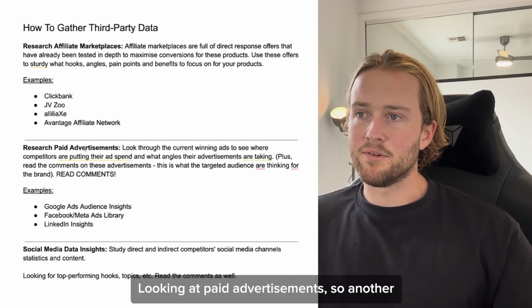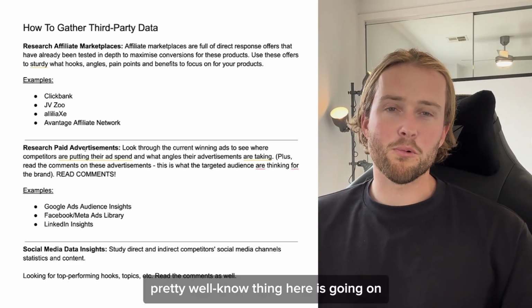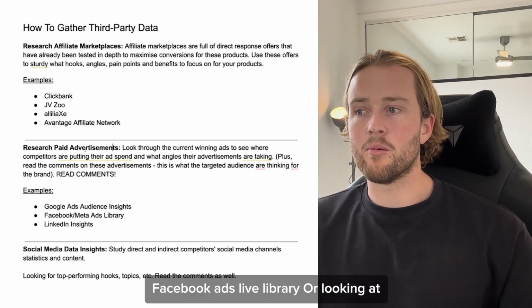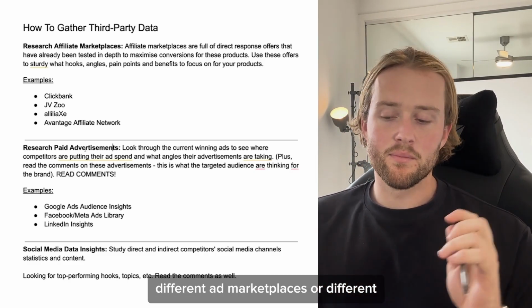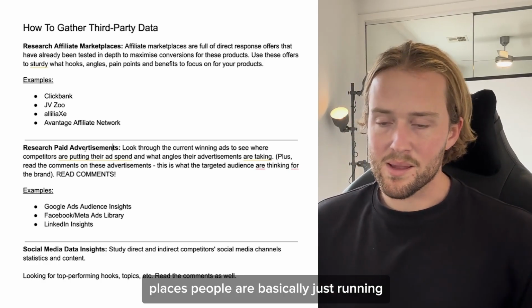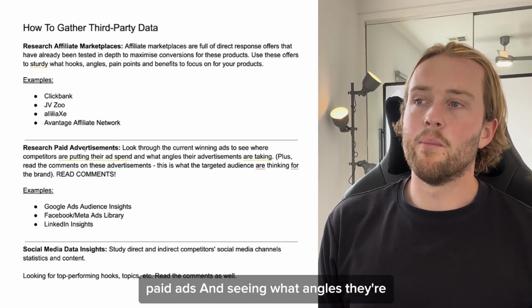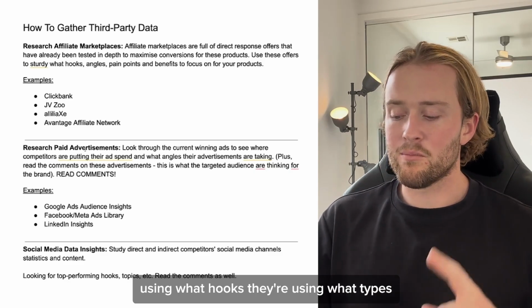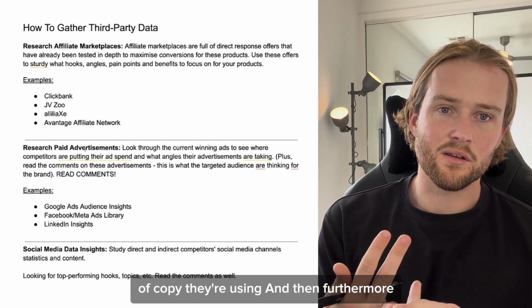Looking at paid advertisements. Another pretty well-known thing here is going on Facebook Ads Library, or looking at different ad marketplaces or different places where people are basically just running paid ads, and seeing what angles they're using, what hooks they're using, what types of copy they're using.